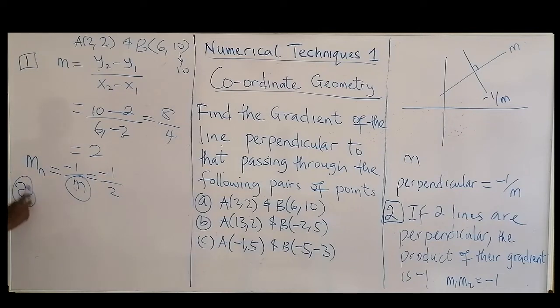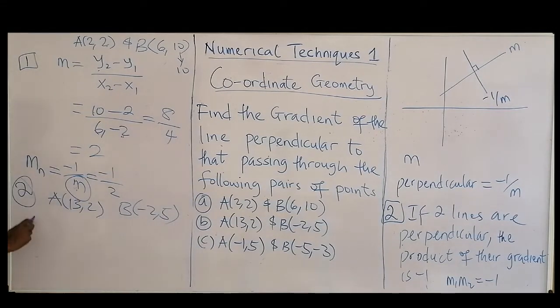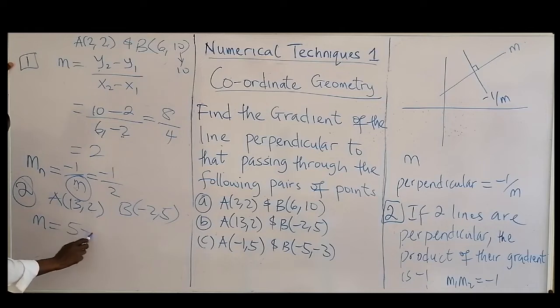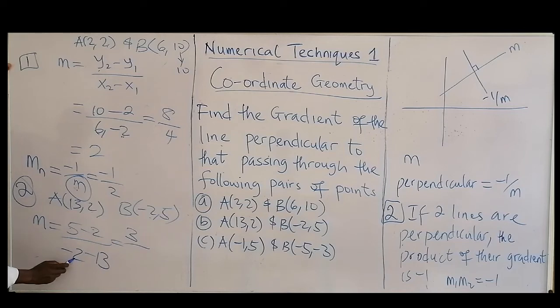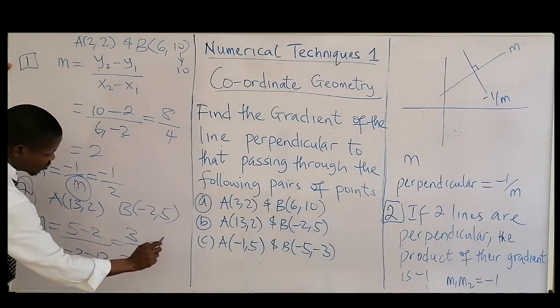Question 2. We have the coordinates A(13, 2), B(-2, 5). Let's get the slope, the gradient. That will be equal to y2 minus y1 all over x2 minus x1, which is -2 minus 13. And that is equal to 5 minus 2, that's 3, over -2 minus 13, that's -15.